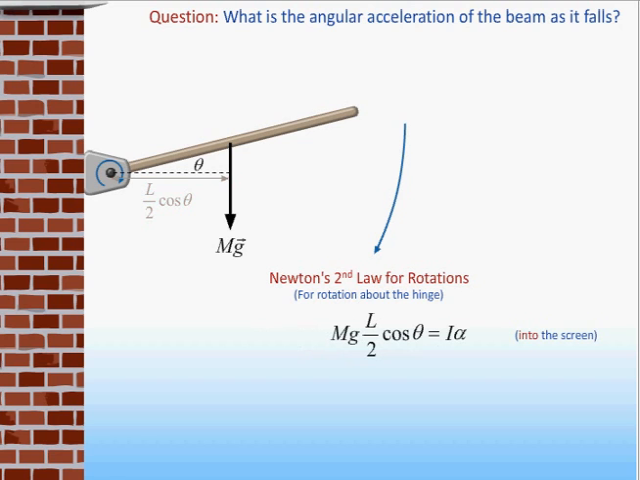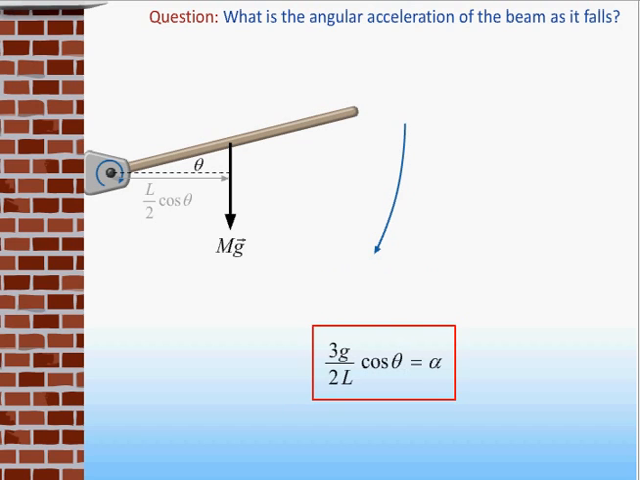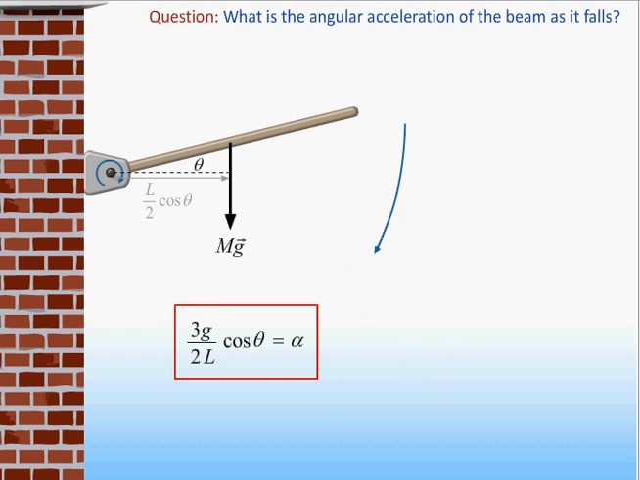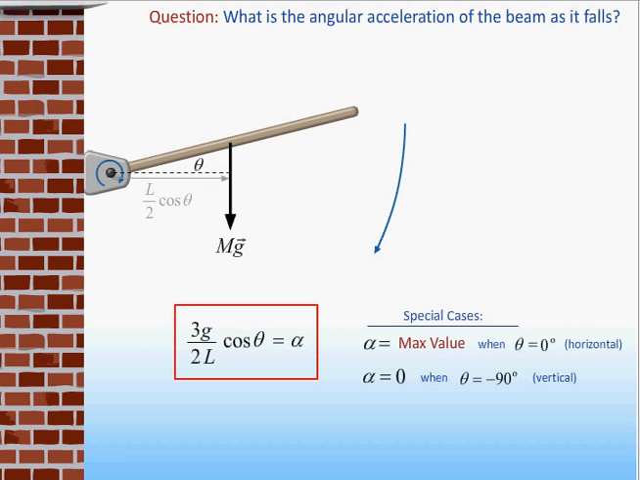We can therefore determine the magnitude of the angular acceleration by simply dividing this torque by the moment of inertia of the beam around the rotation axis. Previously, we determined that the moment of inertia of a beam about its end is equal to 1/3 its mass times the square of its length. The first thing to note about our result is that the angular acceleration is not constant. It depends on the angle theta. It is biggest when the beam is horizontal and smallest when it is vertical.